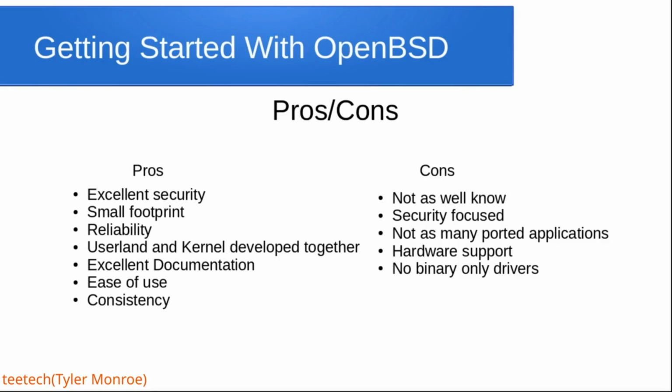But the next con may be a little confusing if you've never heard of this before. There's not as many ported applications. Now, this just means in OpenBSD, applications that were most times written for Linux have their source code tweaked and changed to be able to run on OpenBSD. When you do that, that's called a port. They also have to do that to port it to other architectures as well.